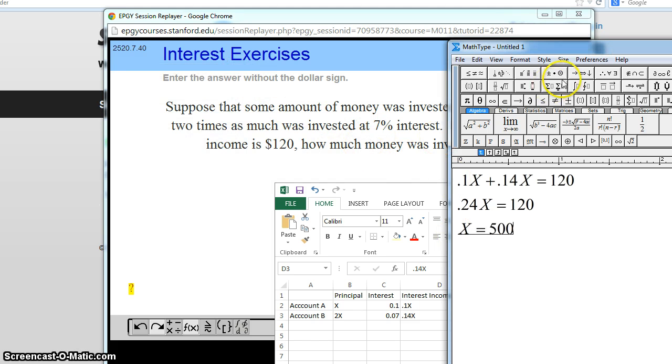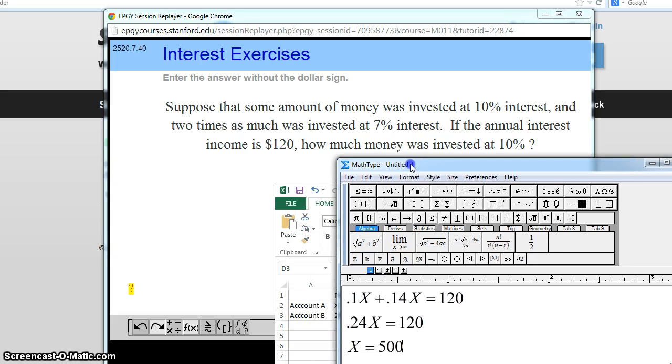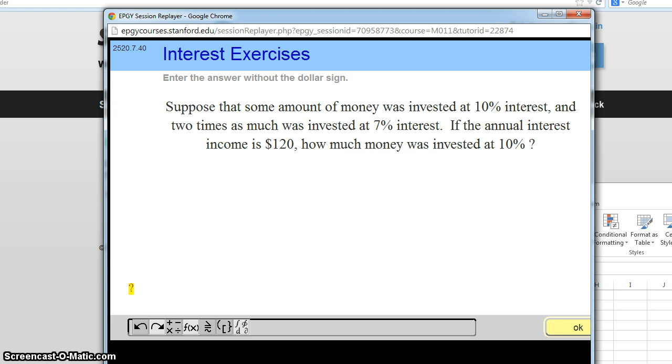And that's our answer. Because we said x was how much money was invested at 10%, we don't have to solve for anything else. It's just x. That's what we're asking for. So let's check our answer. Correct answer is 500. Perfect.